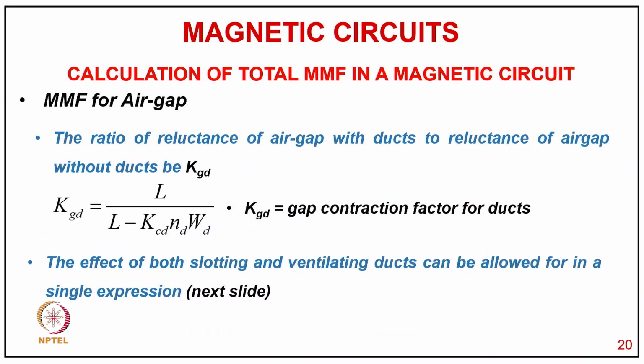Now let the ratio of the reluctance of the air gap with duct to the reluctance of the air gap without duct be Kgd. So that will be L upon L minus Kcd nd Wd, and that is typically the gap contraction factor for duct. The effect of both slotting and ventilating ducts can be allowed for in a single expression.